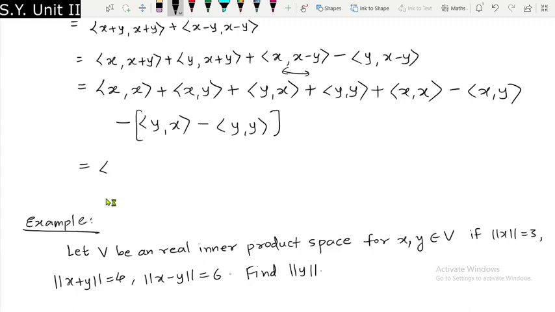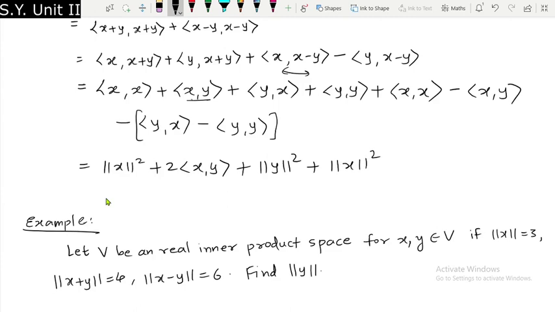and this will be further equal to inner product of x with x, which is nothing but norm of x square, plus, now you already know inner product of x with y and inner product of y with x are exactly the same. So this inner product of y with x can be written as inner product of x with y. So it will be twice inner product of x with y plus this inner product of y with y will be norm of y square, plus again you will have this norm of x square, and over here you will have minus inner product of x with y.